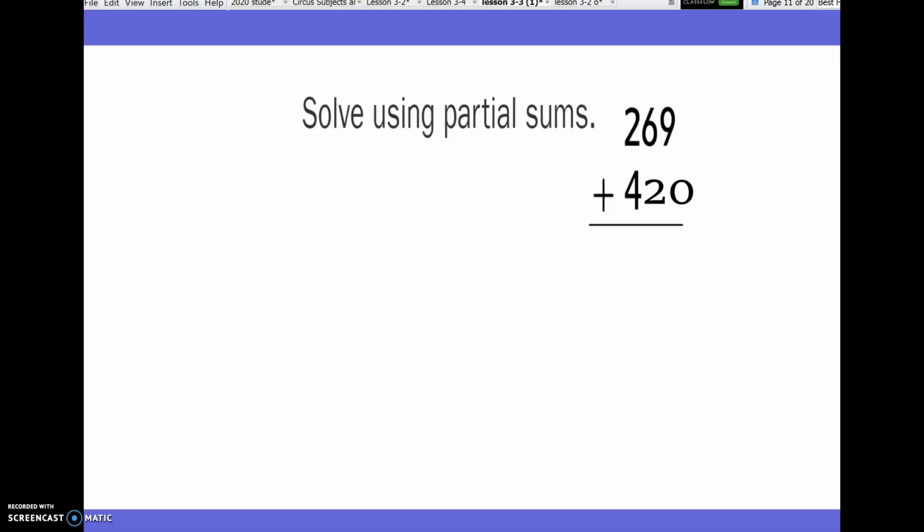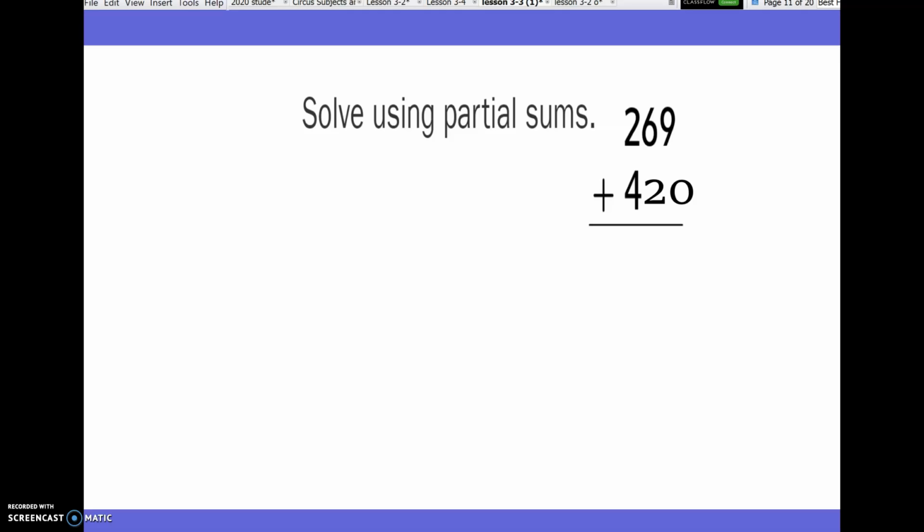All right, we're going to work on solving this one together using the partial sums strategy. The numbers that I'm adding together, or my addends, are 269 plus 420. The first thing I'm going to do is take them apart. I'm going to do the hundreds part, then the tens part, and then the ones part.